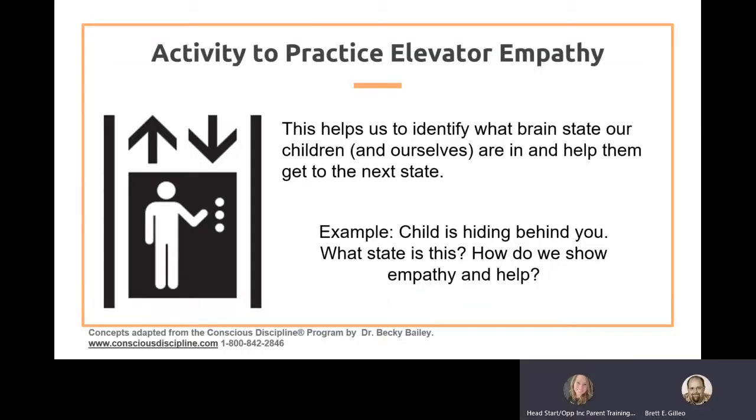So let's think about a kid who, and this happens a lot, will tell you to shut up or stop talking to me or leave me alone. If we think about what state they're probably in, it's the safety state. They're having this emotional reaction. They're on the ground level, and so you would say, I noticed that you're using.